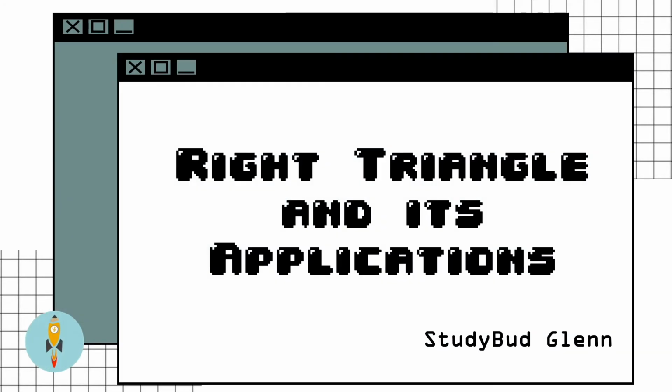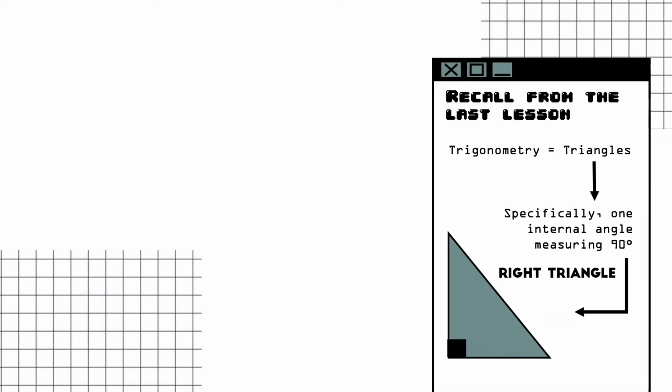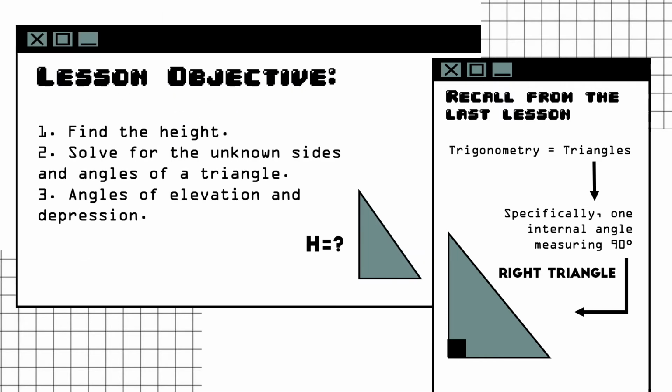For today's video, we are going to discuss the right triangle and its applications. Back from our first video, we have discussed that trigonometry is all about triangles, specifically those with one of the internal angles measuring 90 degrees. These triangles are called right triangles. Now, we will be talking about them again with today's discussion.